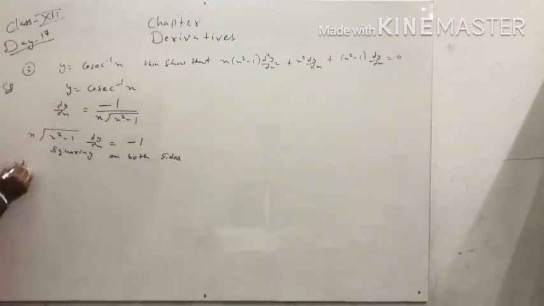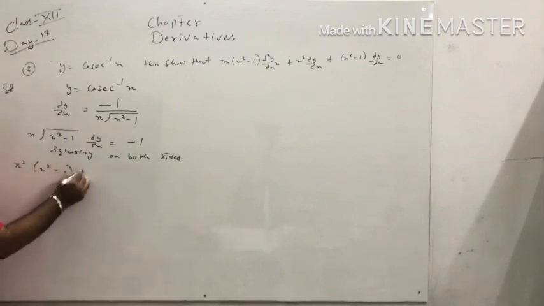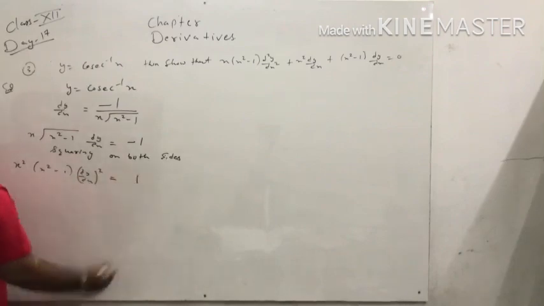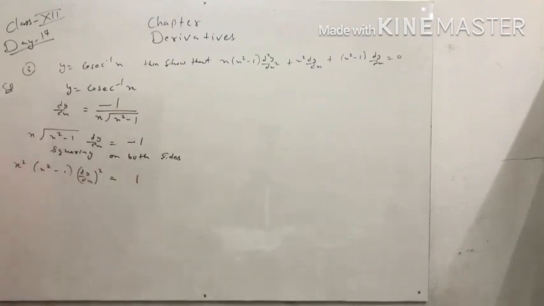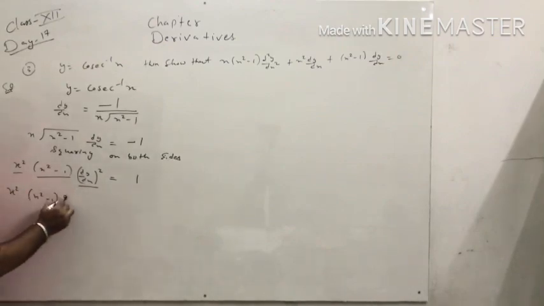So this becomes x square, this becomes x square minus 1, this becomes (dy/dx) whole square equals 1. Now 3 terms. Again we use product rule. How can we use product rule when there are 3 terms? So first 2 terms same, the derivative of third is 2 dy/dx.